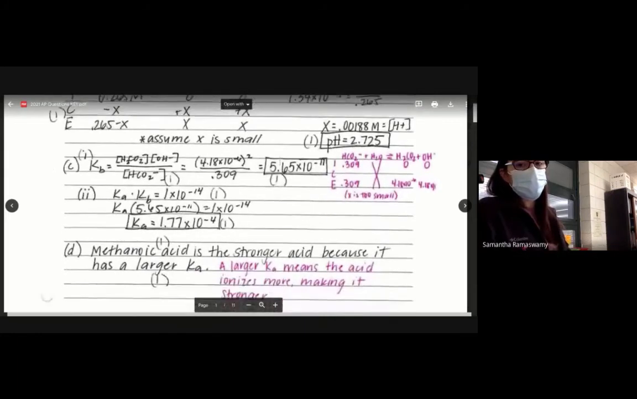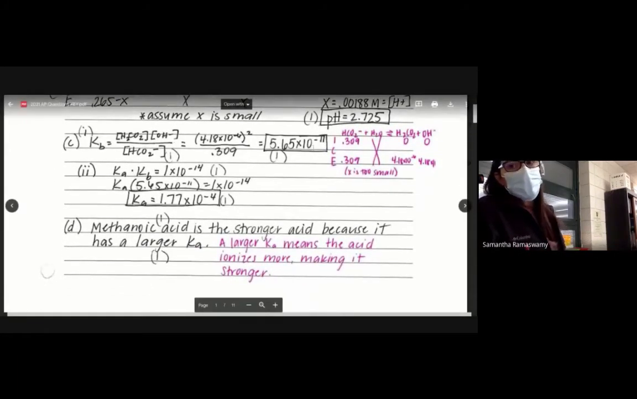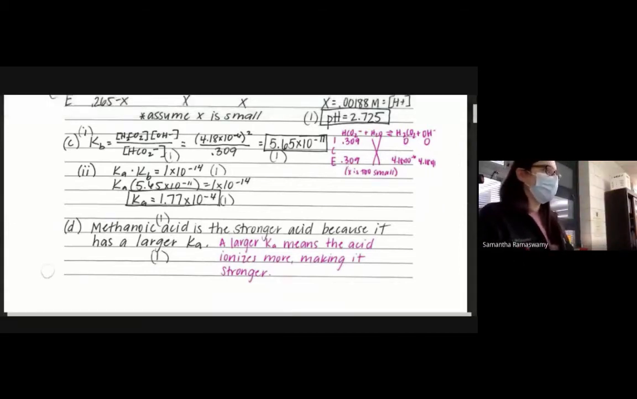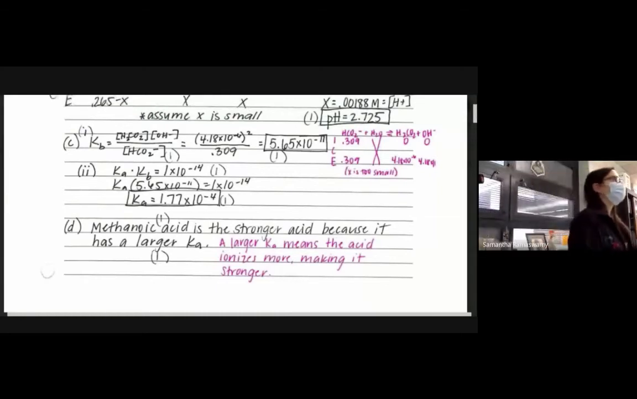So if we take a look at part C, I have the ICE table over here. So we have the initial concentration. We have the equilibrium concentrations, and they are the same. They're both 4.18 times 10 to the negative 6 because of their ratios. When you subtract, this is why when we say assume X is small, notice when you subtract 4.18 times 10 to the negative 6 from 0.309, it's still 0.309. So we're making that assumption that X is so small, it's not affecting that initial concentration, and this actually proves that.